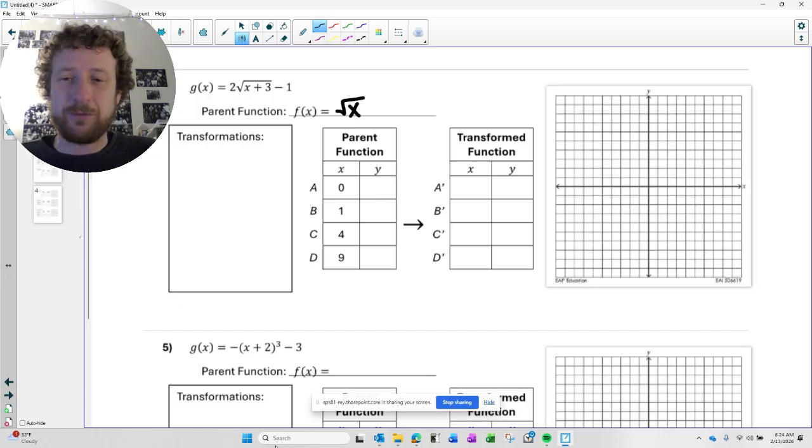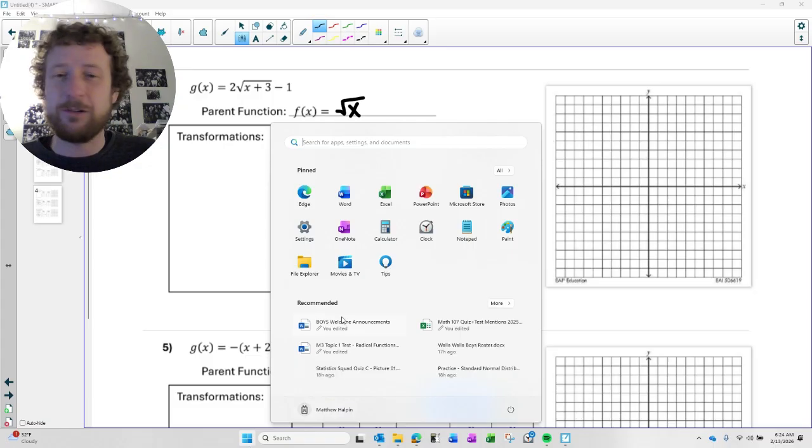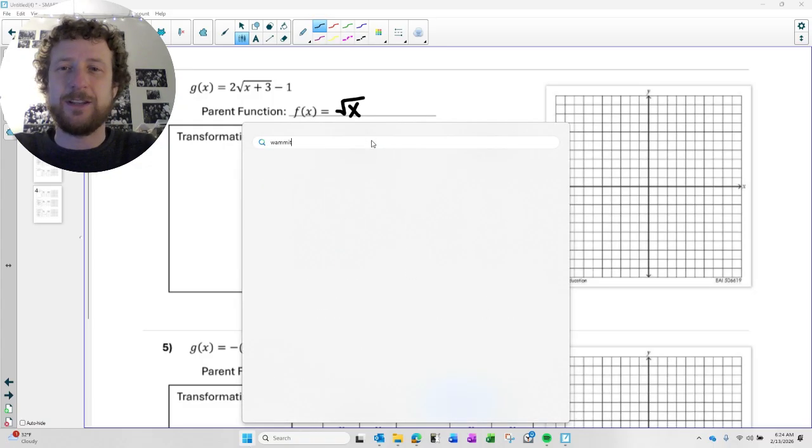Let me see if I can bring up a calculator here. Oh, good. You can see my screen. I may not have this anymore.